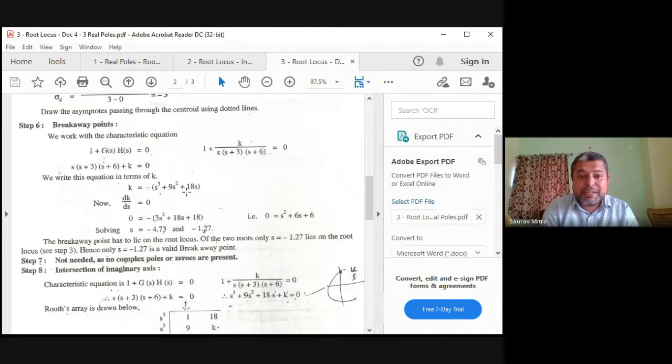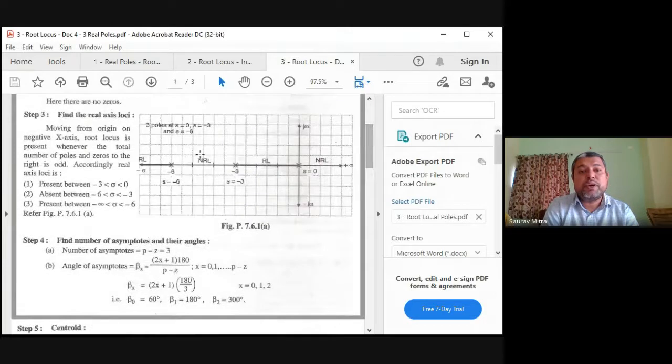In this case you have got two values, so how to calculate these two values? It is very easy. You can find it from here. But we have got two values, −4.73 and −1.27. One value is valid, another value is invalid. −4.73 is invalid because there is no root locus on the real axis at −4.73. So −4.73 is somewhere here, and there is no root locus there. Is −1.27 a valid breakaway point? Yes, because −1.27 is somewhere here, and root locus exists there. So between 0 and −3, the valid real axis root locus exists.